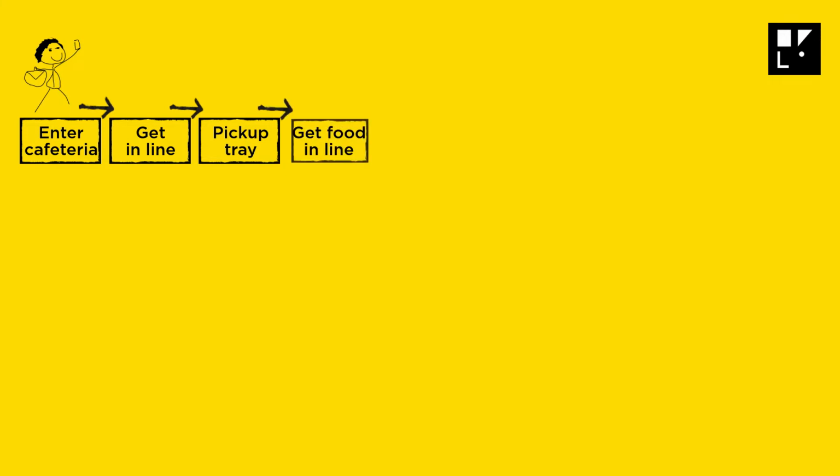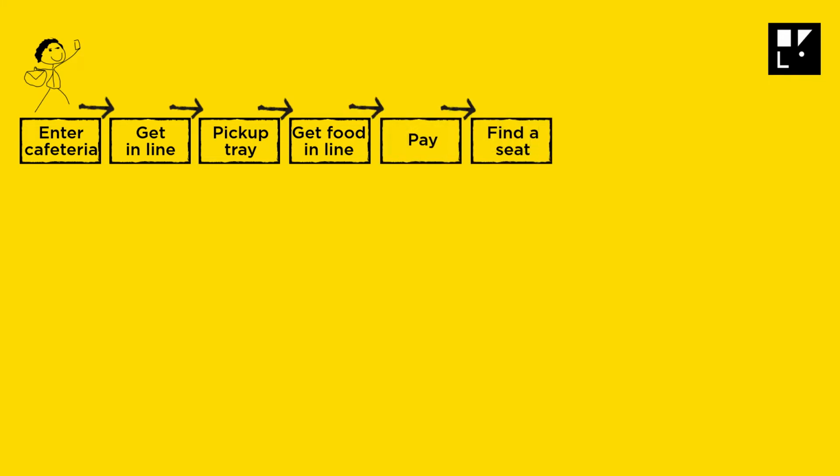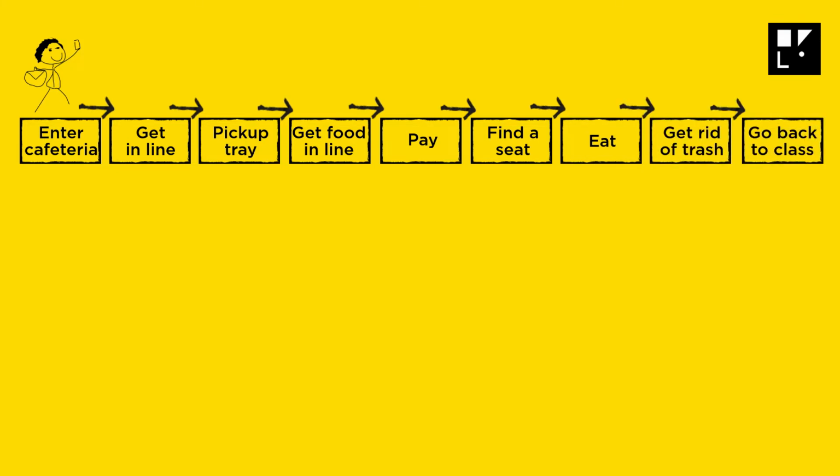He's going to get into the line. He's going to pick up his flatware and his tray and decide what he wants to eat. He's going to move through the line and get those food items from the cafeteria workers, move through the pay station, find a seat, enjoy lunch, hopefully, and then move on to get rid of his trash and go back to class. So I've mapped the journey.